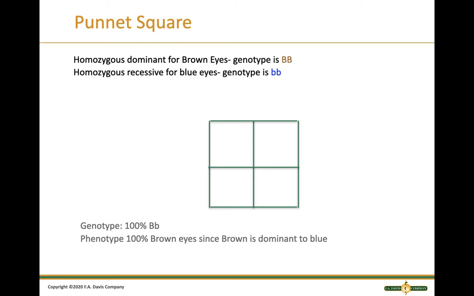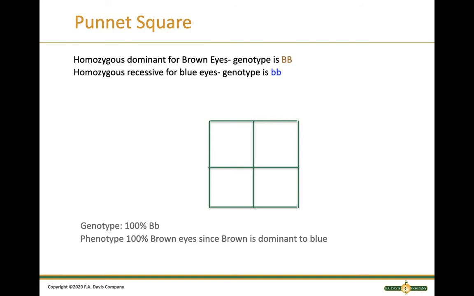All right, next we're going to look at a Punnett square. We use these in genetics to determine the probability that different offspring will have different traits. So in this case, we're looking at the offspring of a man who is homozygous dominant for brown eyes. So his genotype is capital B, capital B. And I added color here, but you don't have to. And then a woman who's homozygous recessive for blue eyes, so her genotype is little b, little b.